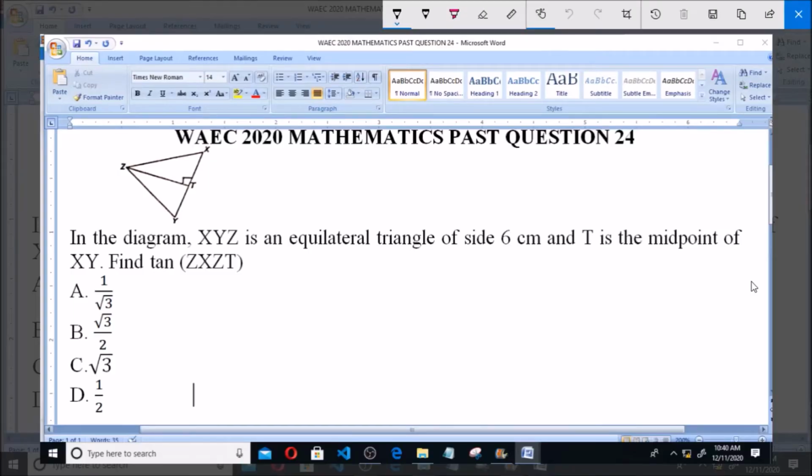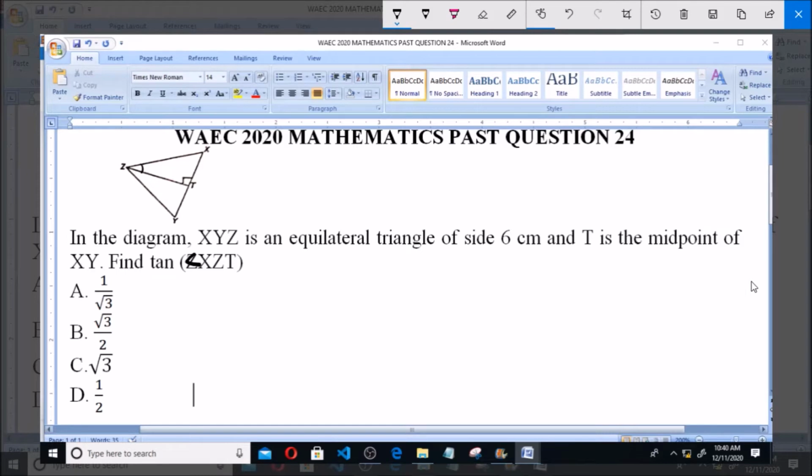I'll be answering WAEC 2020 Mathematics Past Question 24. In the diagram, XYZ is an equilateral triangle of side 6 cm and T is the midpoint of XY. Find tan angle XZT. So we are asked to find the tan of this angle XZT.